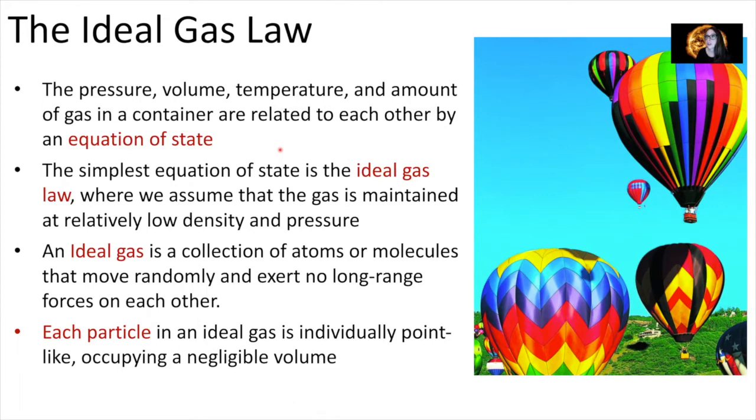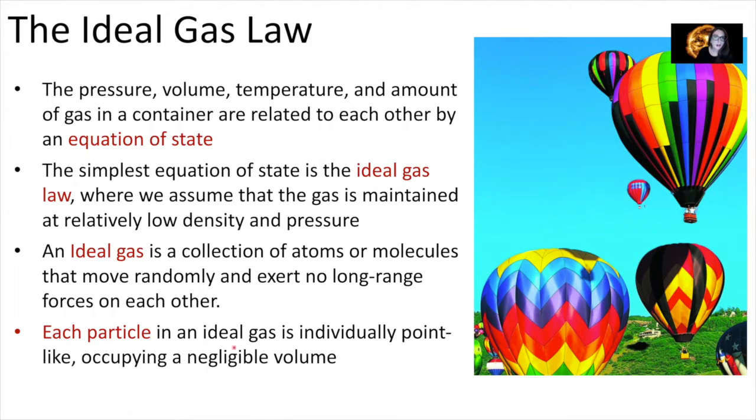its equation of state. The simplest equation of state is the ideal gas law, where we assume that the gas is maintained at relatively low density and pressure. Things start to change a little bit when you have really high density and really high pressure. An ideal gas is what we define as a collection of atoms or molecules that move randomly and exert no long-range forces on each other.